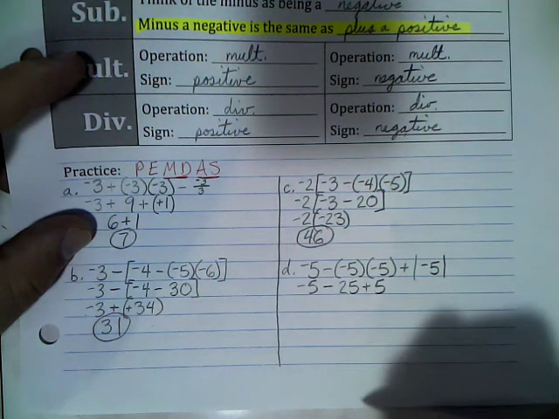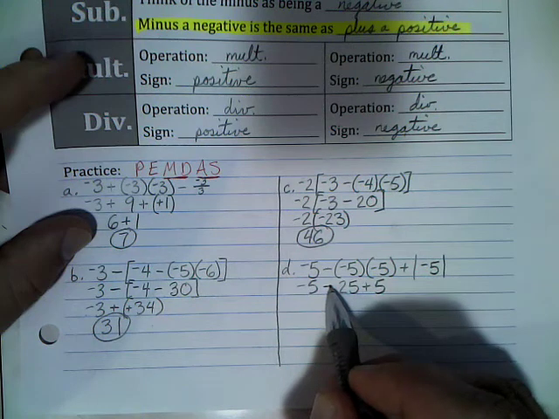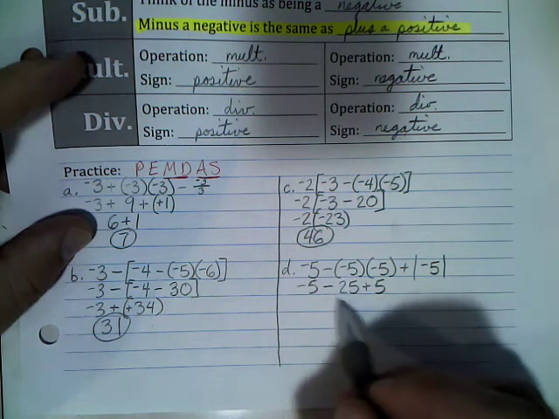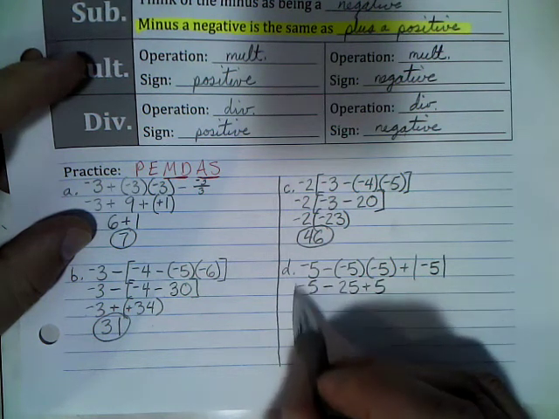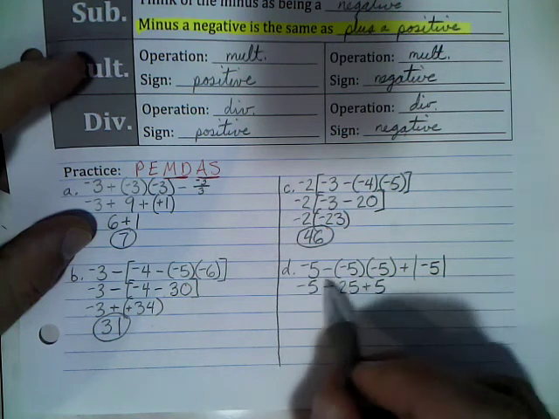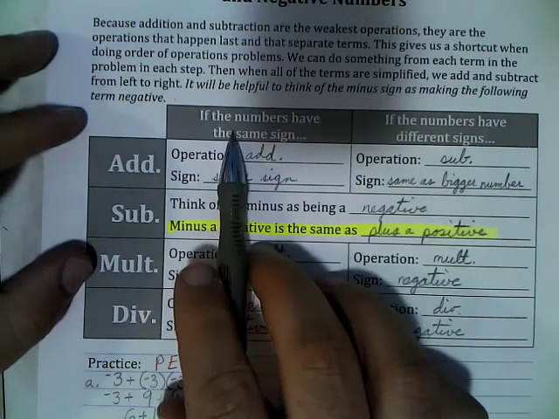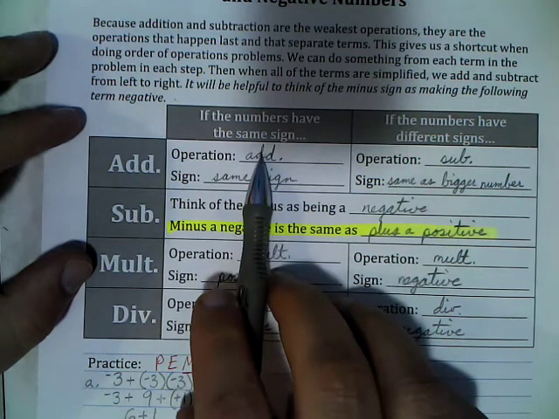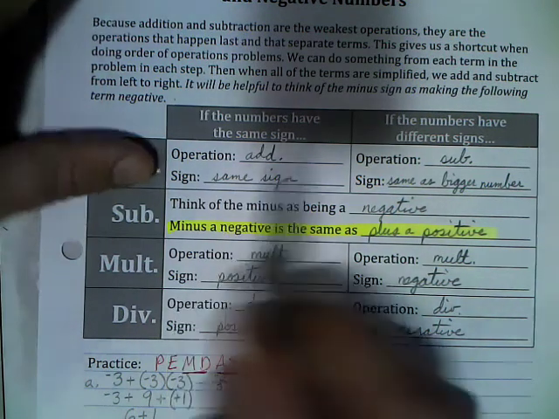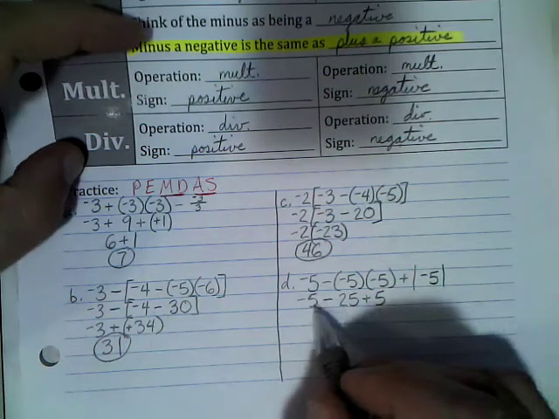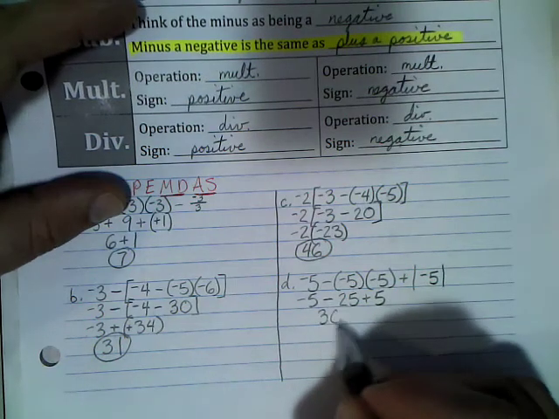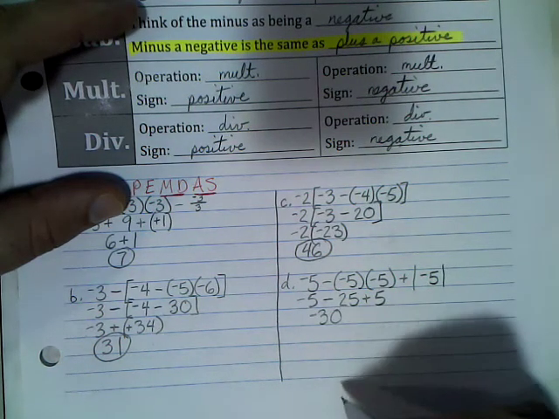And now if we go ahead and put this together, I'm going to think my minus like a negative. So this is like a negative 25. So I have negative 5 plus a negative 25. So I think about that as addition. They've got the same sign. They're both negatives. So we are going to add them and keep the sign. So 5 plus 25 is 30. And since they're both negative, it'll be a negative 30.